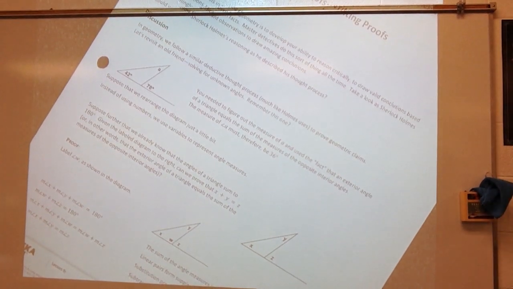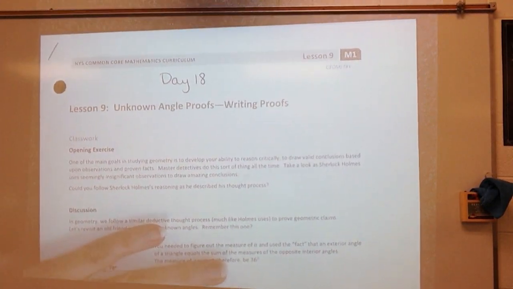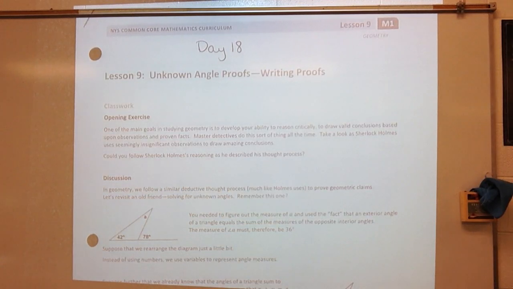Right, day 18. Make sure you have watched the first part of the video, 18-1, before we do this lesson, because it's important that you have watched that video. It says one of the main goals in studying geometry is to develop your ability to reason critically, to draw valid conclusions based upon observations and proven facts. Master detectives do this sort of thing all the time.